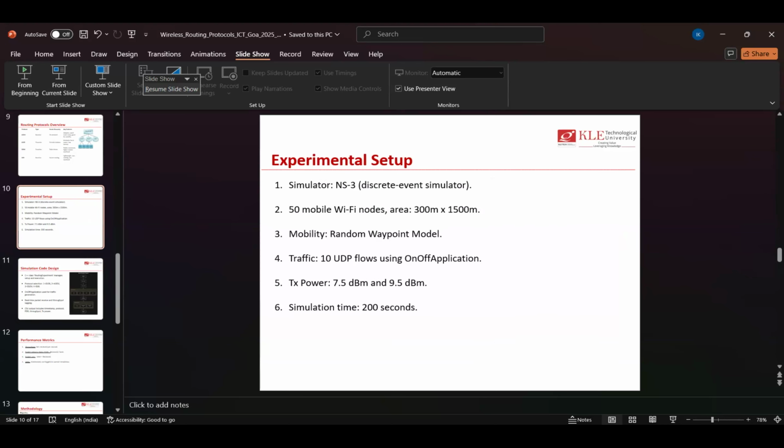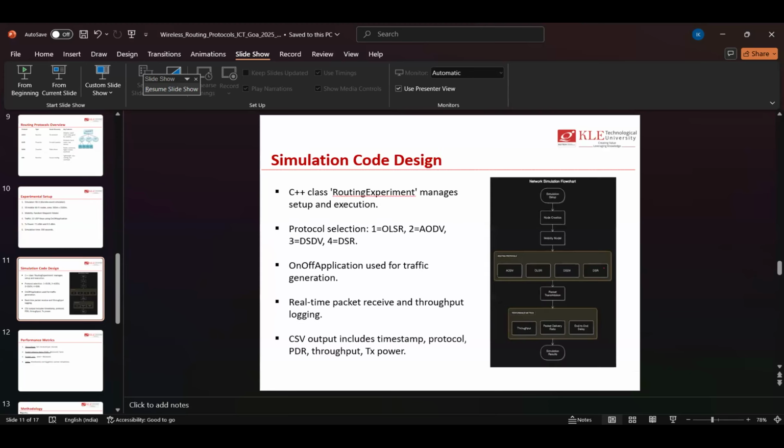In the experimental setup, we used NS3, our discrete event simulator, and the setup involved 50 mobile nodes in an area of 300 by 1500 meters. Mobility was applied using the random waypoint model. Traffic was generated via UDP on-off applications. The two transmission power levels are mentioned above, and the simulation duration was 200 seconds. The performance metrics we measured in our output were throughput, PDR, packet loss, and delay.